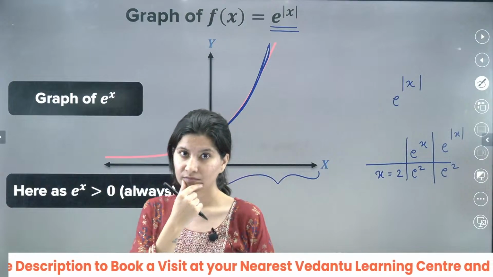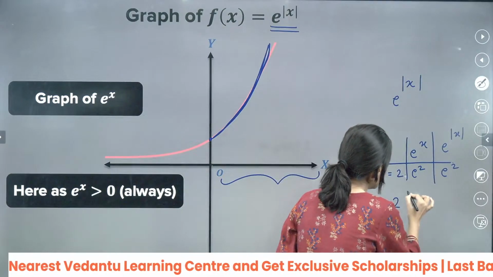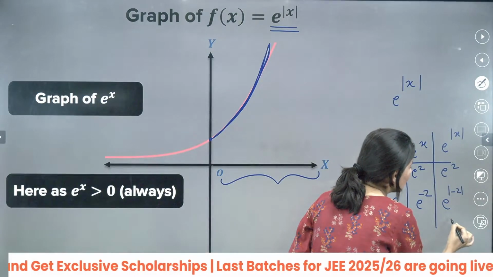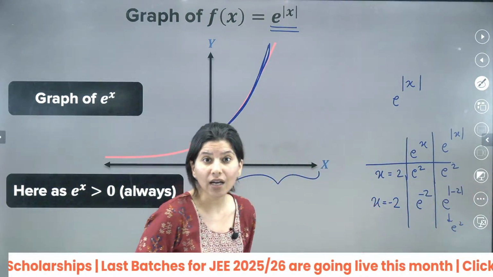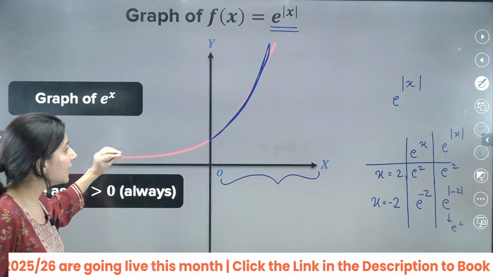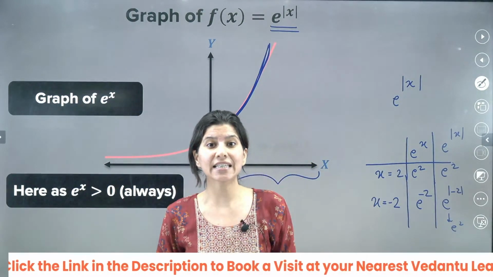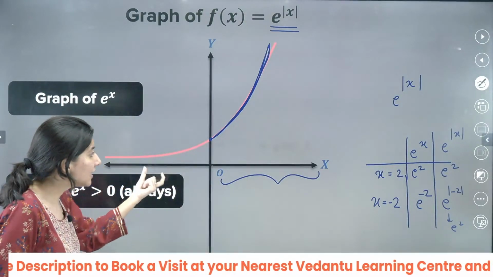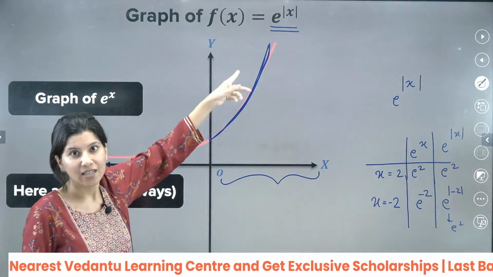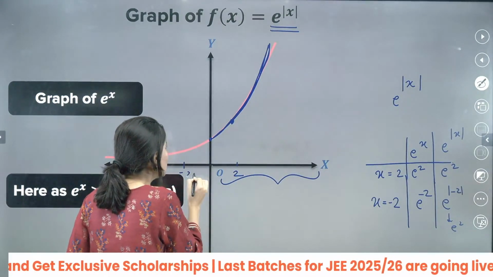Alright, but the moment I put x equals a negative number, suppose x equals -2, here in e raised to power x I get e raised to -2, but in e raised to power mod x I get mod of -2, which is 2, so e square. That means the left hand side is completely different. For negative values you are getting the same values as for positive ones. You put 2, you get e square. You put -2, you get e square.